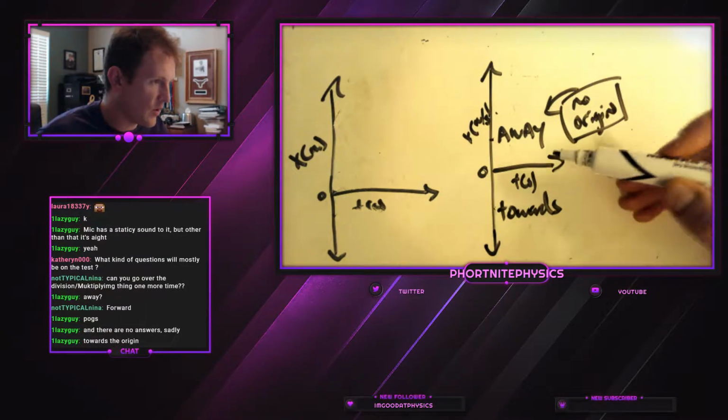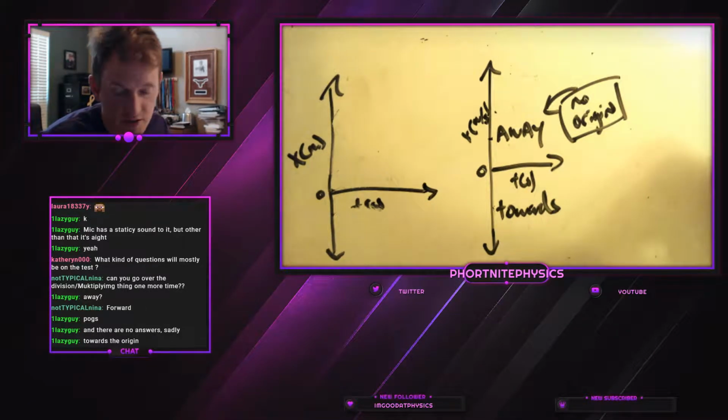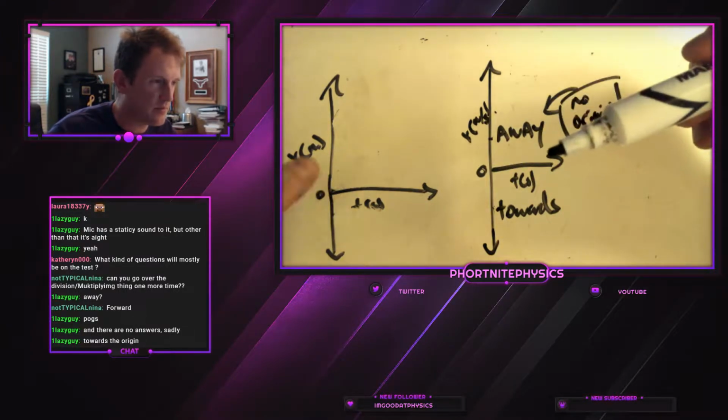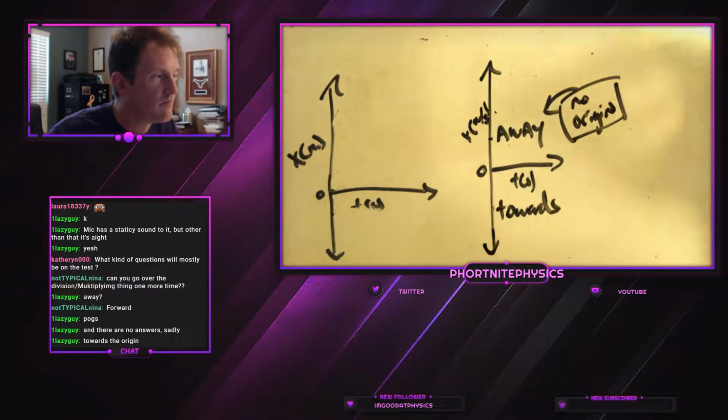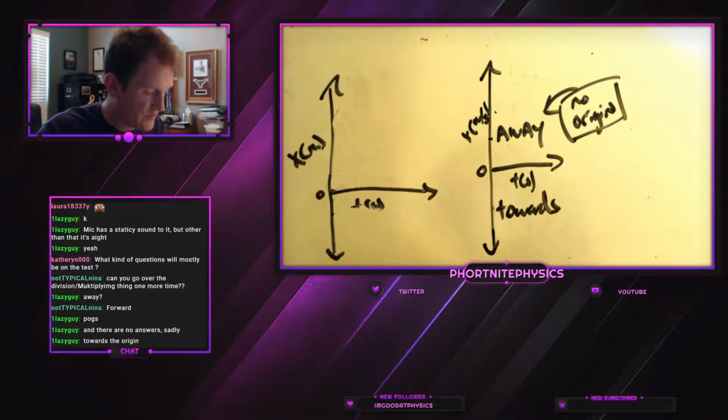So if you have a positive velocity, you're headed away from the origin. If you have a negative velocity, you're headed towards the origin. I know that's not quite right if you have a position graph that goes along with it, but trust me on that one. Okay. All right. So we've done a couple of those position versus time and velocity versus time graphs.